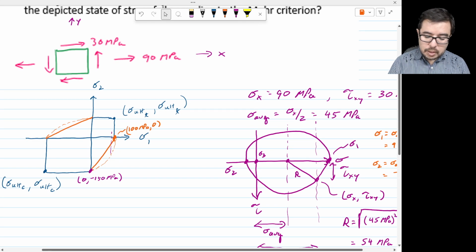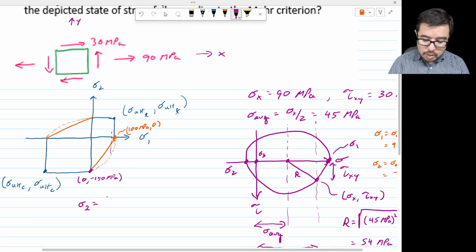So what does the line look like? Well, it's going to be sigma 2. That's because that's the y in the y direction, right? So we're trying to do mx plus b essentially, right? And what's the slope? Well, the slope, we know the rise is 100 megapascals.